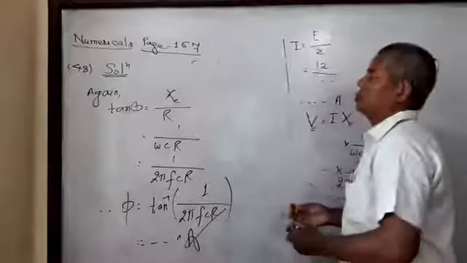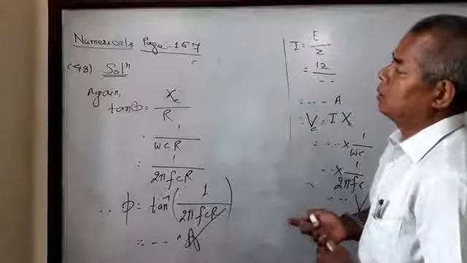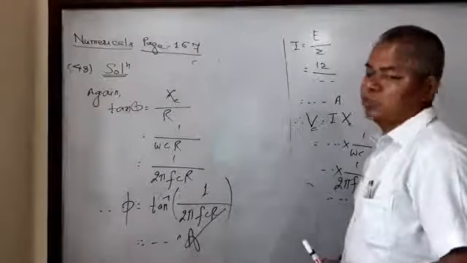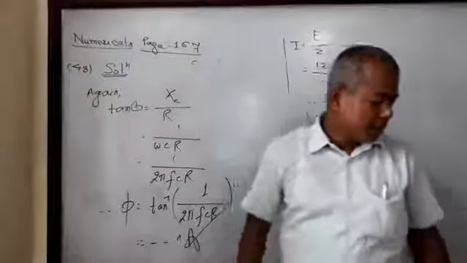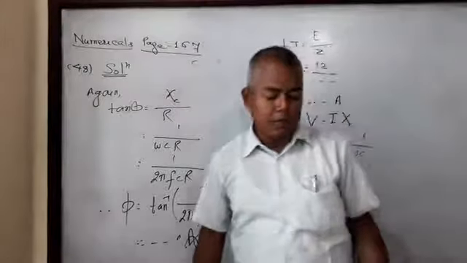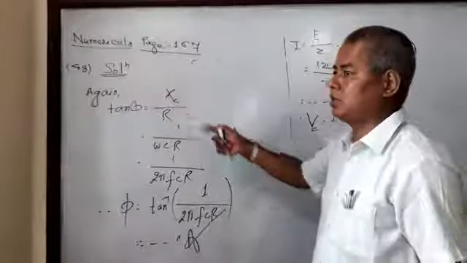This is about the first question, question number 48. This much only. The voltage across the capacitor and the phase angle between current and voltage, this is the answer of this question.